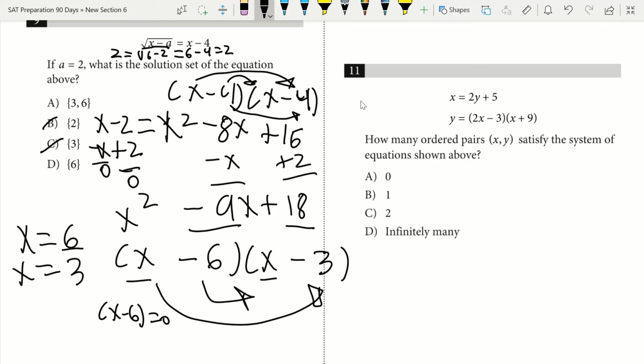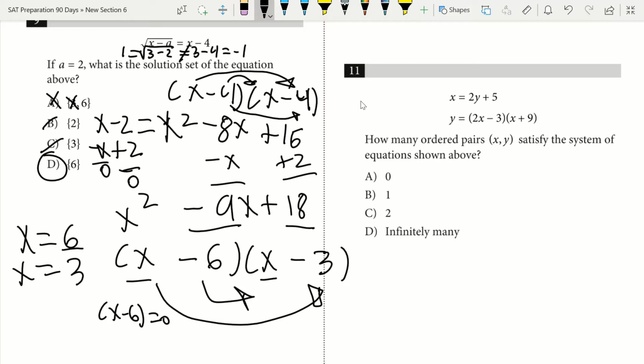Now we have to check answer choice 3. All right, well, if we plug 3 in, we'll have a 3 minus a 2, right? That's just 1. So the square root of 1 is going to be 1. But then we have 3 minus 4, which is equal to a negative 1. So those do not equal. They are not equal to each other. So 3 is incorrect, which means our correct answer for 9 is going to have to be D.